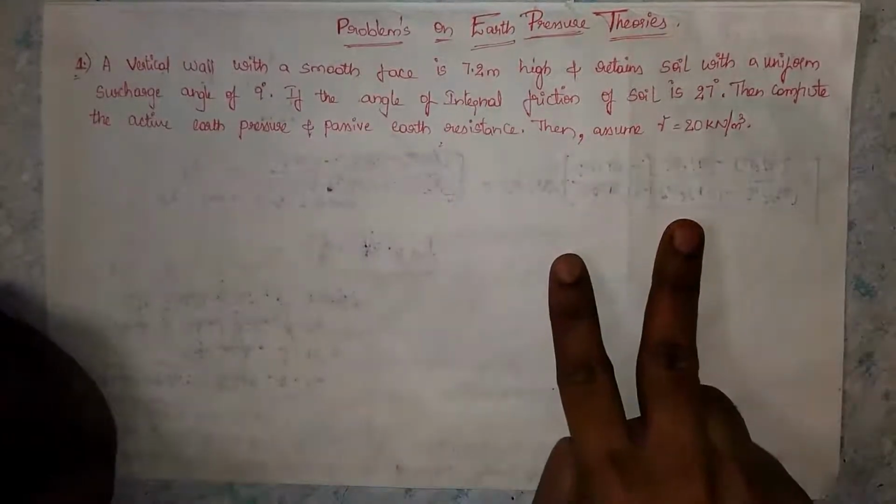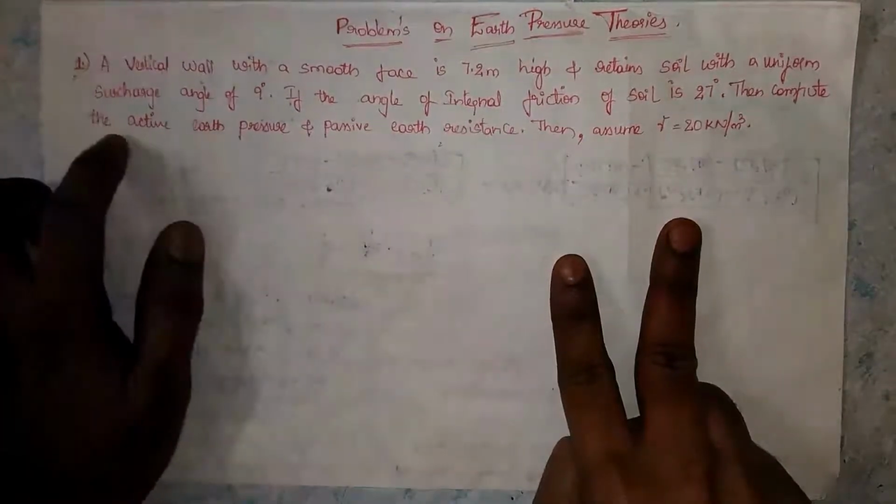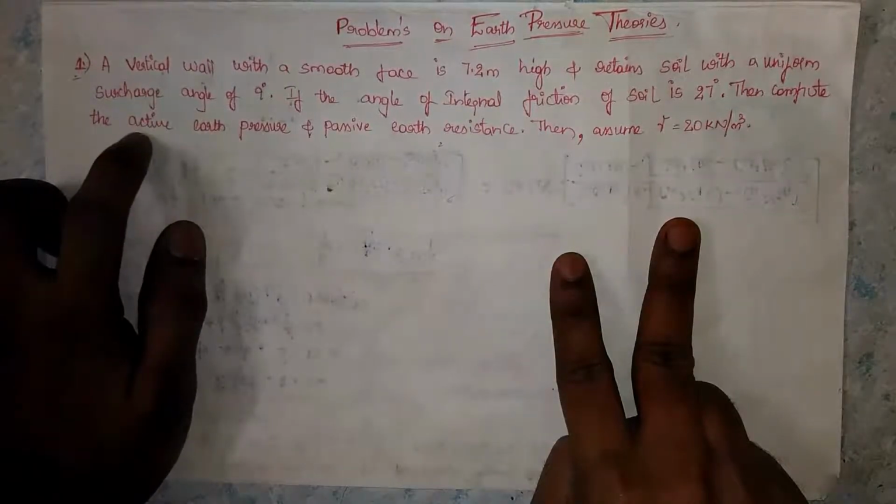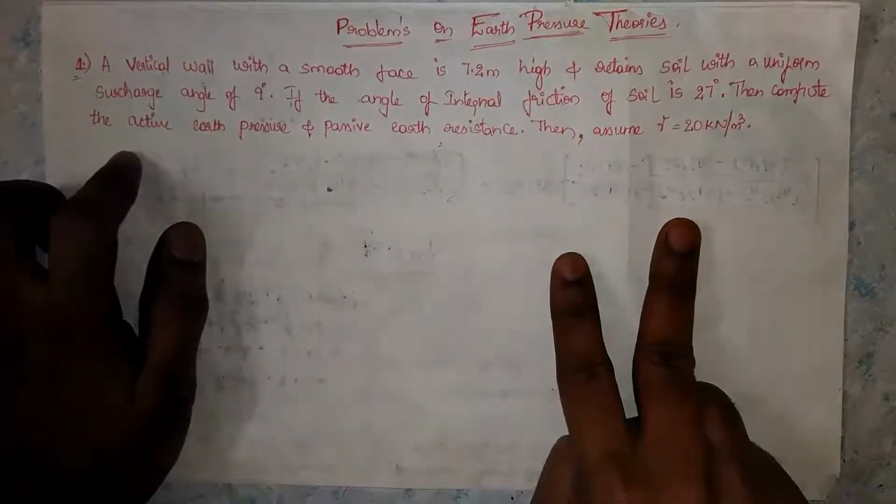The second point is, read the question perfectly and carefully, so that you get the given data points and the given data parameters. By selecting the parameters, you can solve the problem.